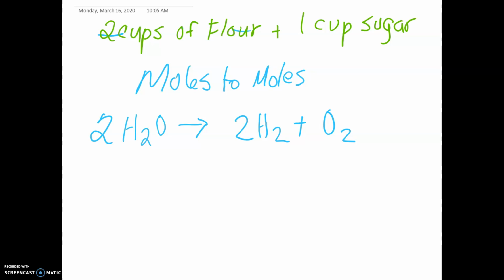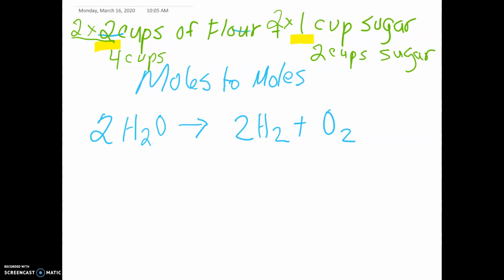What that means is that for every 2 cups of flour, I am only going to need 1 cup of sugar. If I decide to double that recipe, then I am going to say 2 times the 2 cups of flour and 2 times the 1 cup of sugar. Therefore, I now have 4 cups of flour and 2 cups of sugar. But the relationship or the ratio is still 2 to 1.